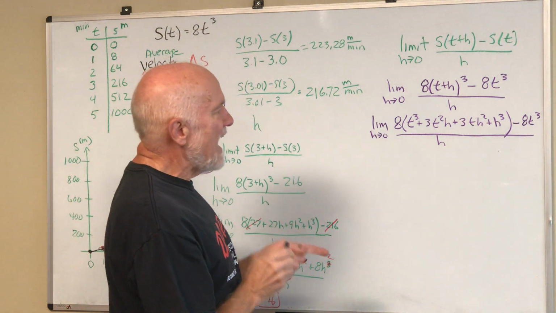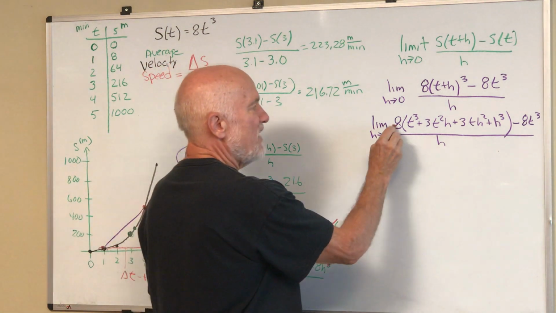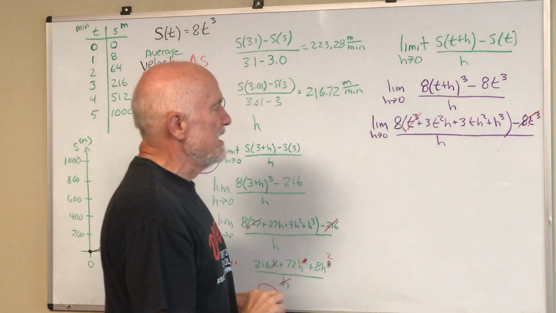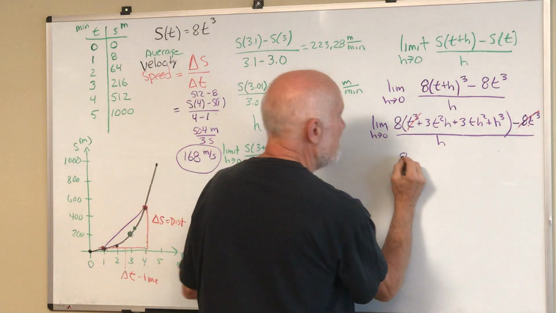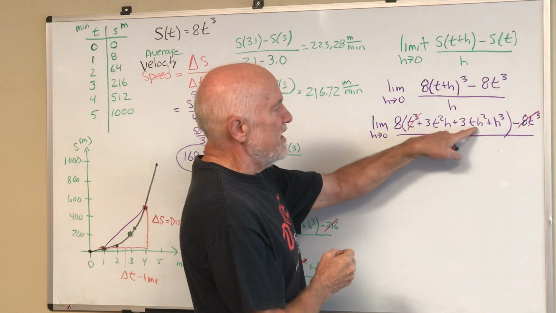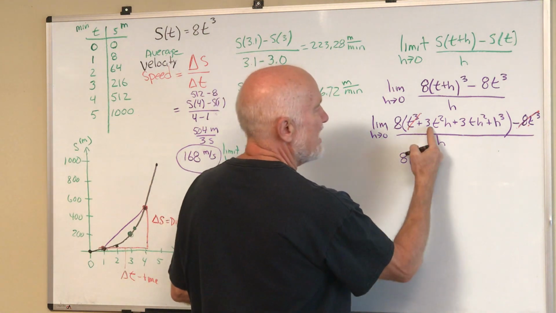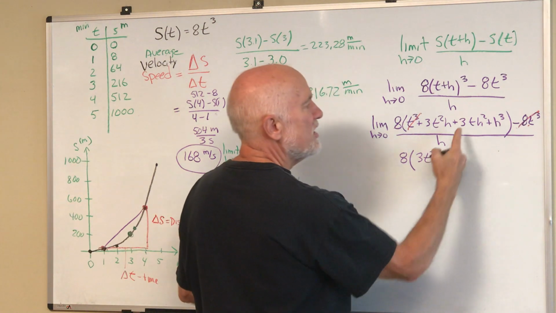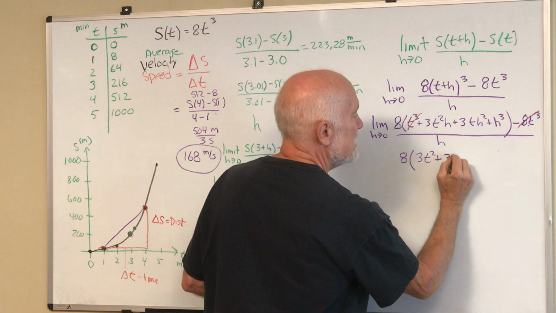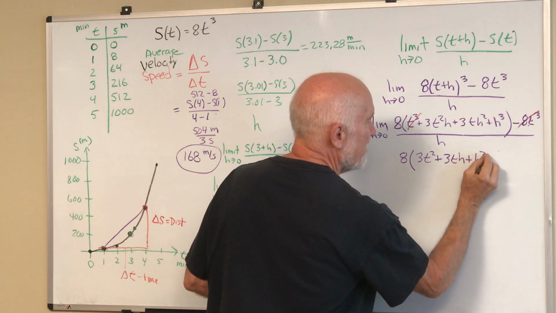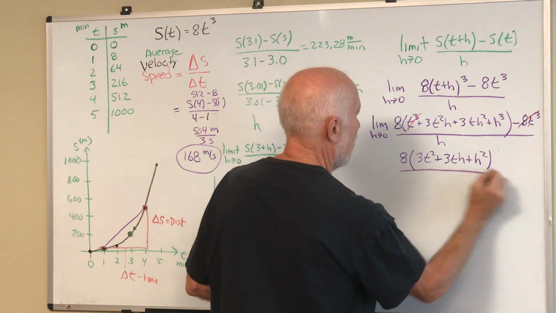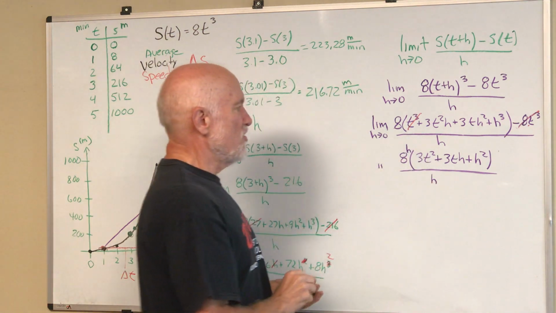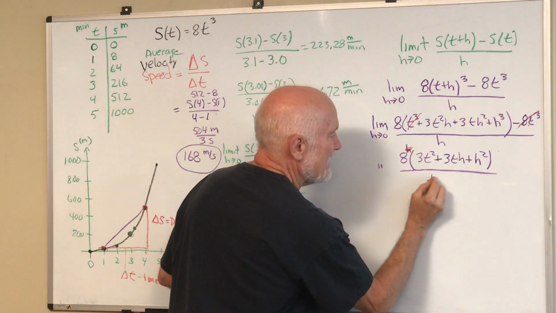And again, it was looking complicated, but what was the good part? I have 8t cubed minus 8t cubed, so I could cancel those right away. And then, besides that 8, I could factor out an h. So what does that leave me with? 3t squared plus 3th plus h squared. Oh, I forgot, I factored out the h. So now I can cancel those h's.